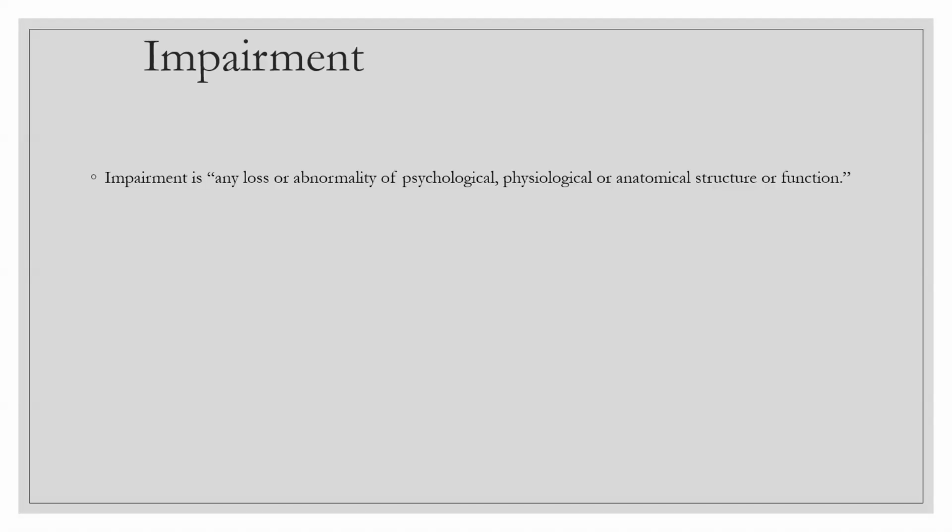So a disease oftentimes leads to impairment. A disease oftentimes, if it has its way, wants to lead to impairment: loss or abnormal functioning psychologically, physiologically, or even anatomically. All right, so that's impairment.